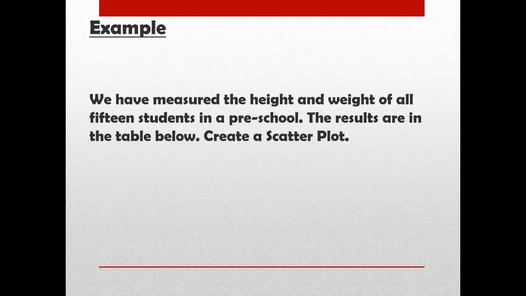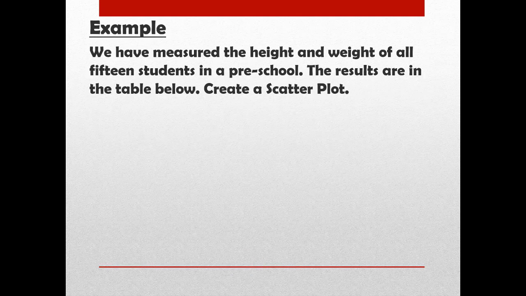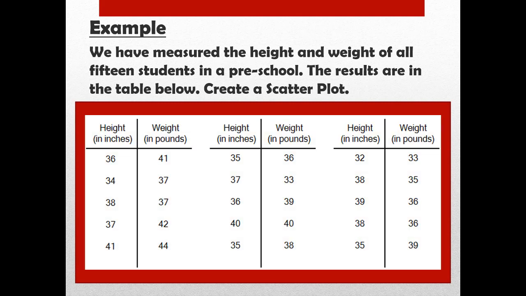Here's our example. We have measured the height and weight of all 15 students in a preschool. The results are in the table below. Create a scatter plot. So we have their height and weight. One of the children was 36 inches tall and weighed 41 pounds. So you can see how these would be linked, right? Because each pair represents one person, the height and the weight for that person.